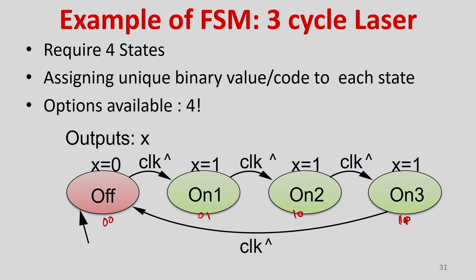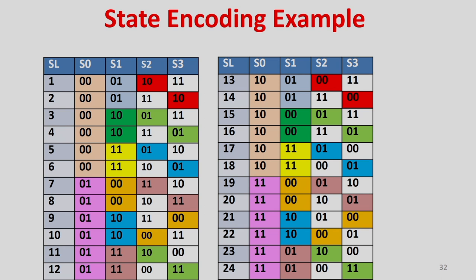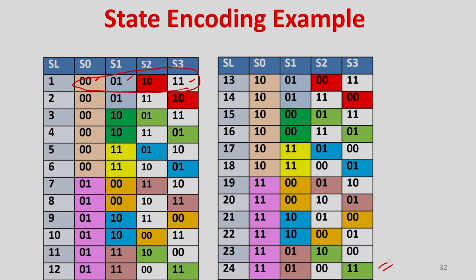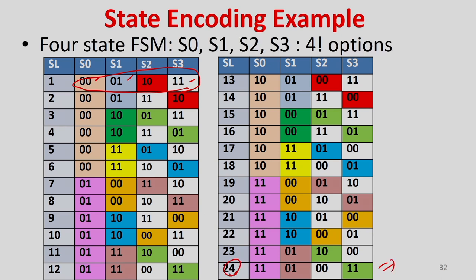The options available are 4 factorial. What I have assigned is a simple sequential binary encoding, but this sequence can be changed. Why assign in binary sequence? Let us look at the number of different encoding possibilities. The first one is 00, 01, 10 and 11, which is the very simplistic sequential binary encoding. But you can assign a different binary code to different states. Since there are 2 bits for each state and 4 states, we have 4 factorial, 24 different possibilities. If the number of states is higher, the possibilities will be huge: n factorial for n states.